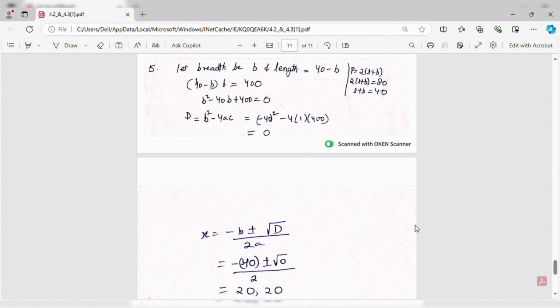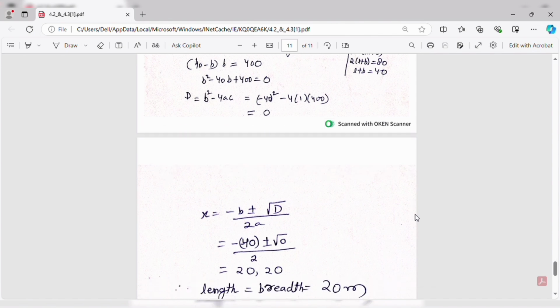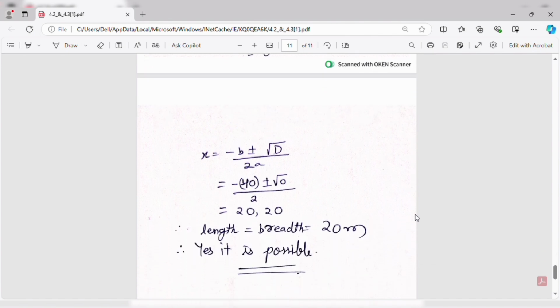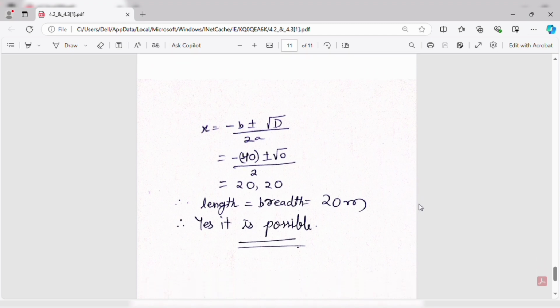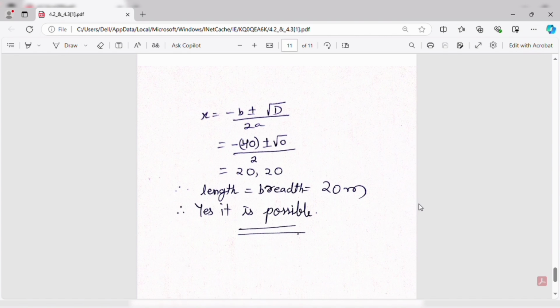Area is length into breadth, and we will get an equation b² − 40b + 400 = 0. We will calculate the discriminant and we will get the discriminant as 0. So the roots are real and equal, and we will get value of b as 20 and 20. So yes, it is possible. If length and breadth both are 20 meters, then it is possible.